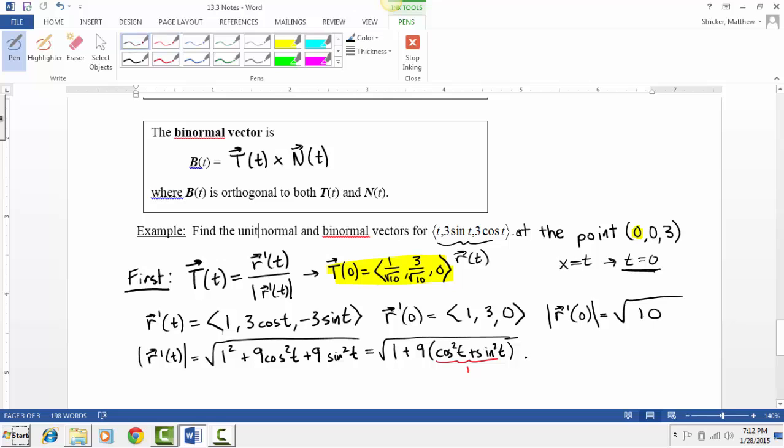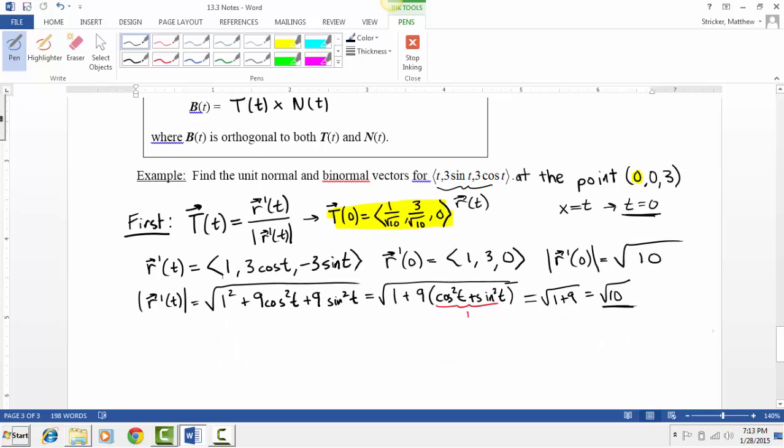So you can see that this just becomes the square root of 1 plus 9, which we know is the square root of 10, which happens to be... it turns out that the magnitude of r prime is always square root 10. We already found that at 0 it is square root 10, but for every t it turns out that we have square root 10. So we now have enough information to find a general unit tangent vector.